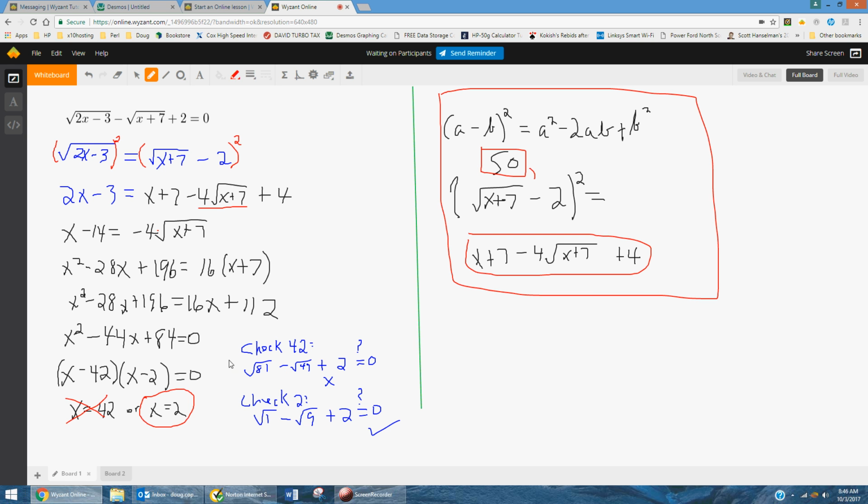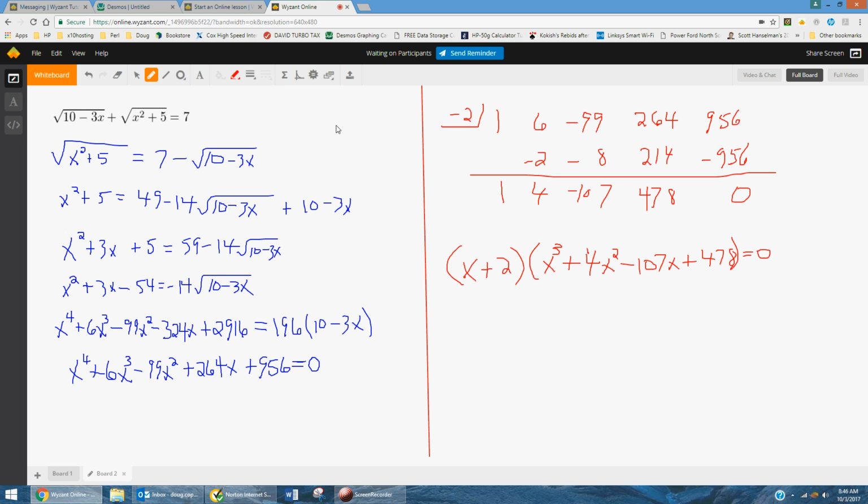Okay, so that's the general pattern to follow when you solve a radical equation containing two radicals. Now let's look at the problem that you sent me. Whoever made up this problem is fairly sadistic in my opinion.